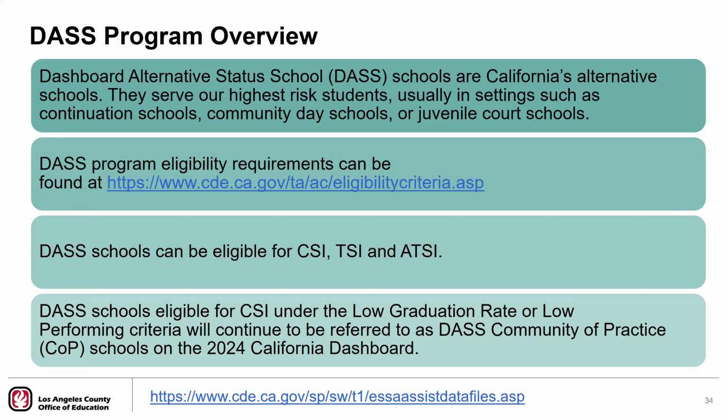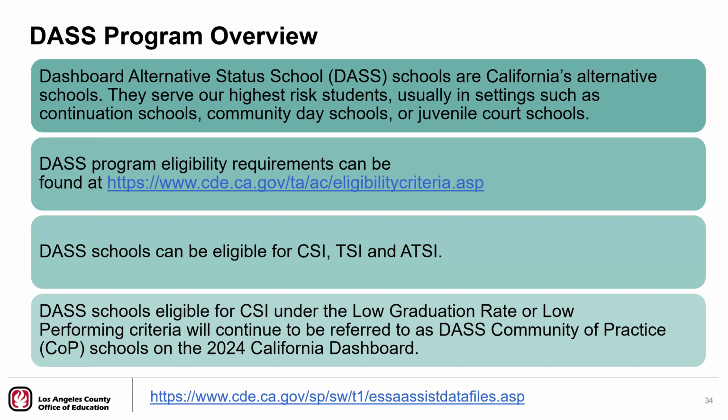There are other alternative schools that serve high-risk students, but not included in Education Code 52052(d). And so these schools may apply for the DASS program if they meet the other alternative schools criteria. Additional information regarding DASS eligibility requirements, including application instructions for other alternative schools, can be found on the CDE website at the link provided on the slide.